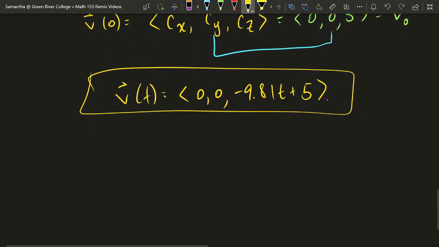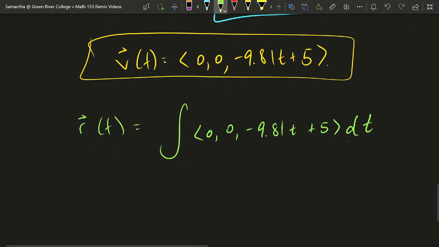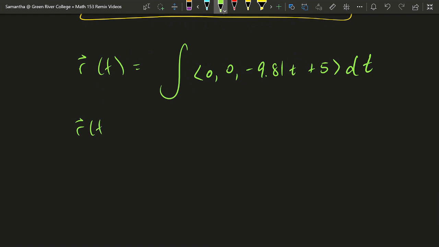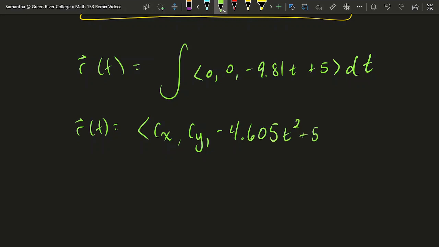Now repeating that process one more time, let's go ahead and find the position. The position being equal to the integral of this velocity vector. Now if I integrate that, the integral of this 0 will be some constant in the x component. The integral of the second 0 will be some constant in the y component. And then the integral of this polynomial in the back will become negative 4.905t squared plus 5t plus some constant in the z component.